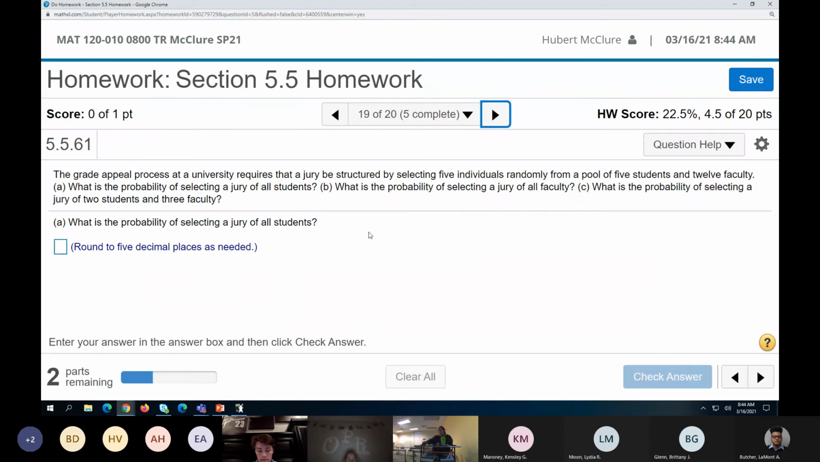Next. Okay, this is your question on committees and boards, I think. The grade appeals process at university requires that a jury be structured by selecting 5 individuals randomly from a pool of 5 students and 12 faculty. What is the probability of selecting a jury of all students? What is the probability of selecting a jury of all faculty? And what is the probability of selecting a jury of 2 students and 3 faculty?